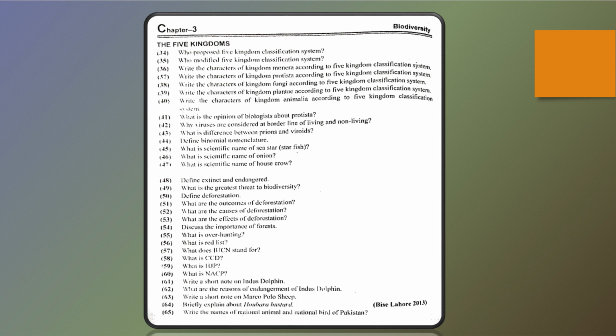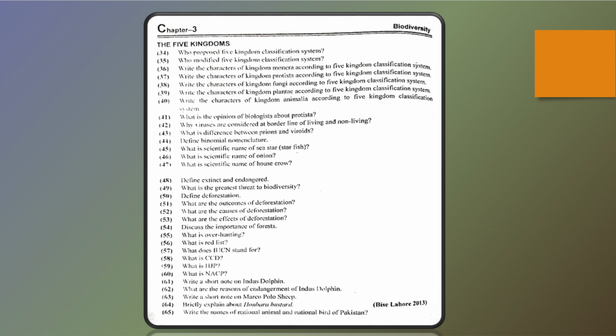What is overhunting? What is red list? What does IUCN stand for? What is CCD? What is HJP? What is NACP? Write a short note on Indus dolphin. What are the reasons of endangerment of Indus dolphin? Write a short note on Marco Polo sheep. Briefly explain about Houbara bustard. Write the names of national animals and national birds of Pakistan.